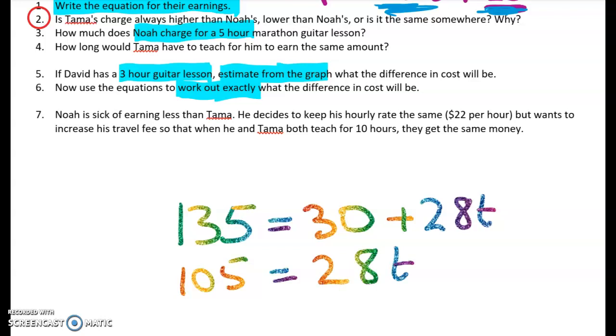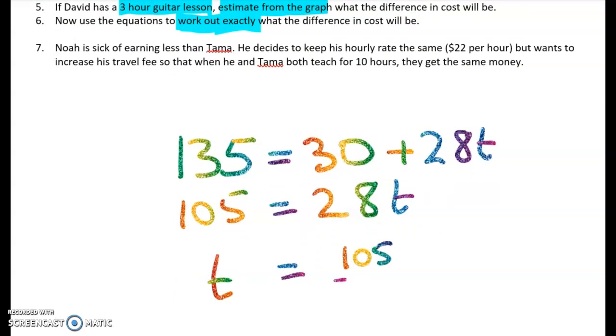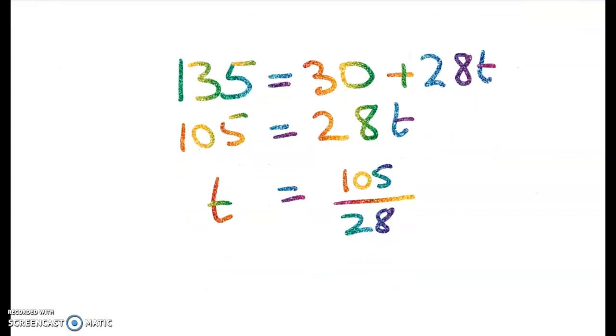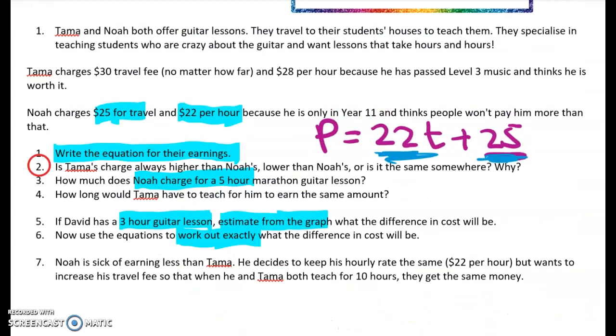Now what do I end up with for that? Let's see. Well, that works out to be t is equal to 105 over 28, which actually simplifies all the way down to 3.75. So he has to work, assuming he works by the minute, for 3 hours and 45 minutes. Right, so you can see Tama's making a lot more money.